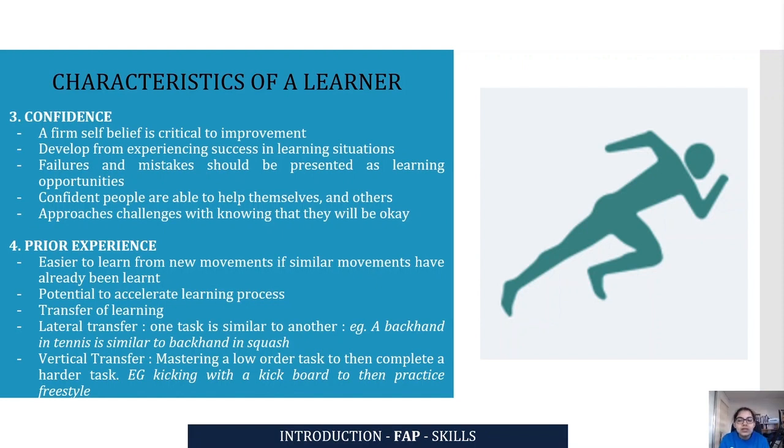Prior experience. This is where we're looking at how prior experience in a similar or a different sport, or a sport in general, in comparison to someone who hasn't played sports, can help that player. It's easy to learn new movements if similar movements have already been learned, and there is potential to accelerate the learning process. If you've already learned similar movements, you can transfer those skills over and more efficiently learn the new skills and move through the skill acquisition process.